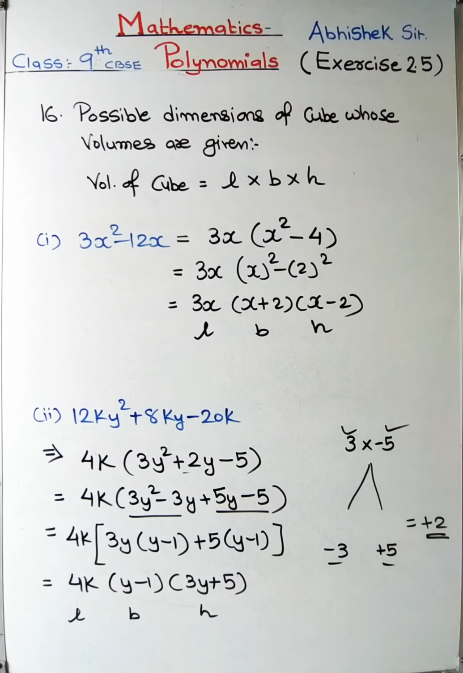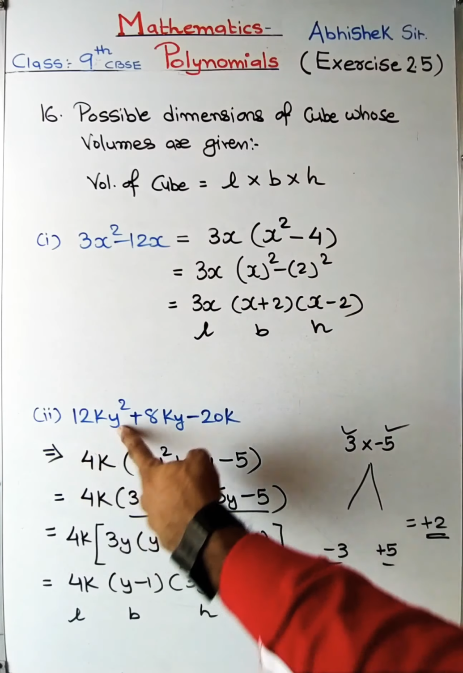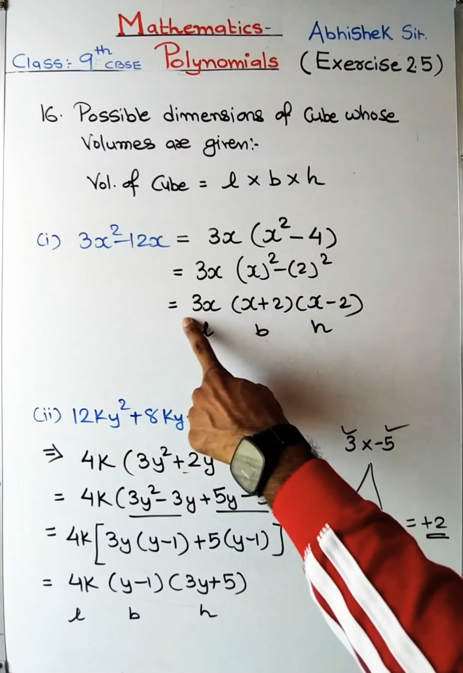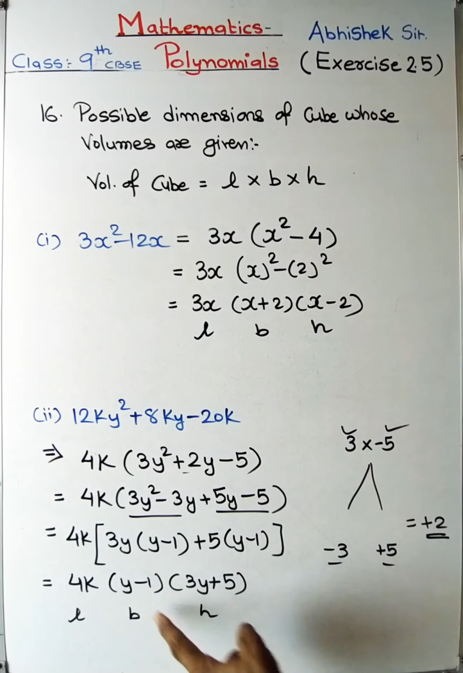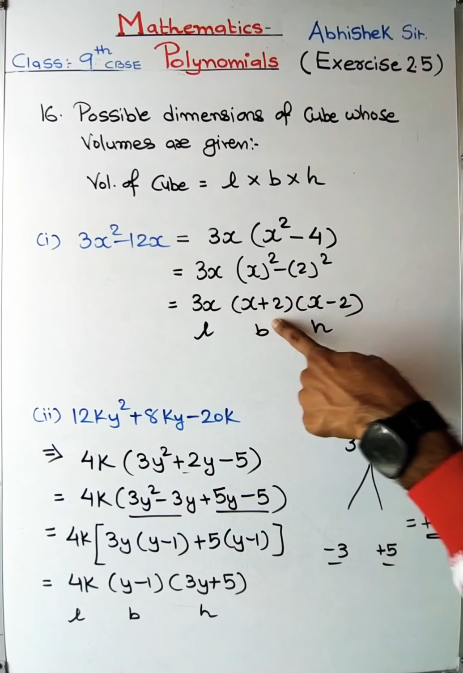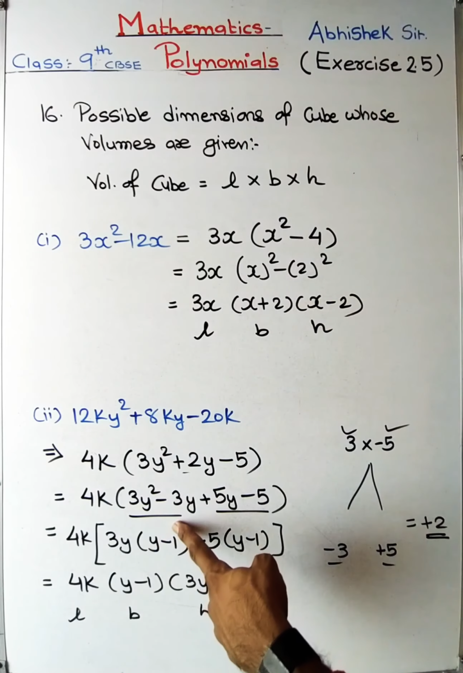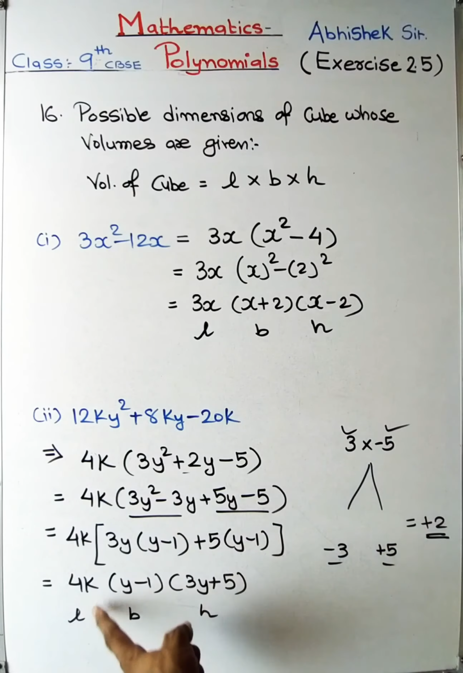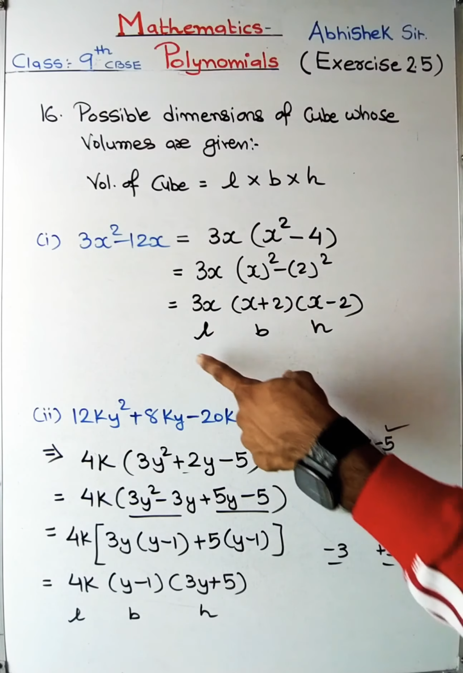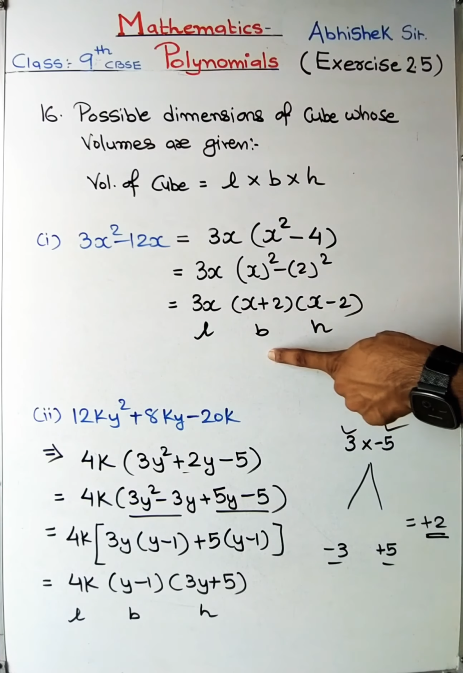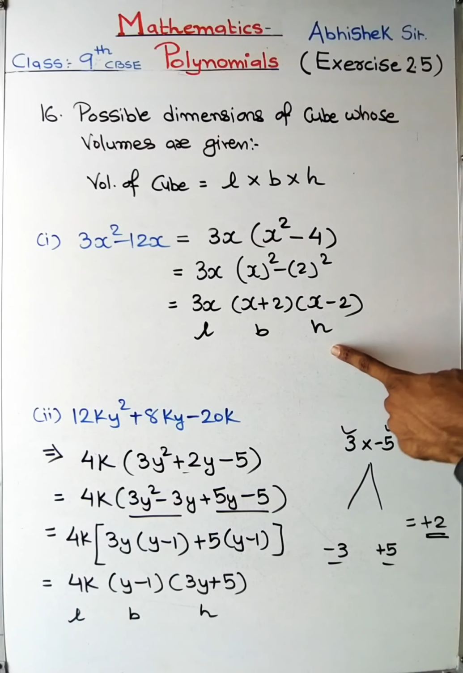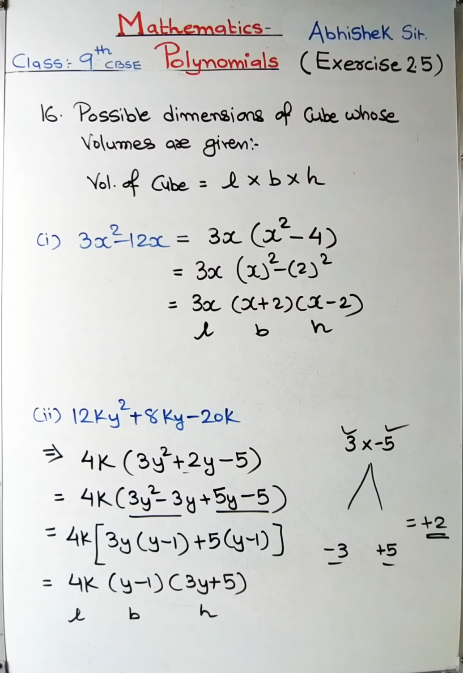So basically our idea was to split and factorize these equations in such a way that we get 3 different things at the end. If not, we still have to factorize. So we have used a simple identity and we have used splitting the middle term also. Ultimately we got 3 things, out of which one can be the length of the cube, one will be breadth, and one will be height. So that is all about exercise 2.5. We have completed all 16 questions in different parts.